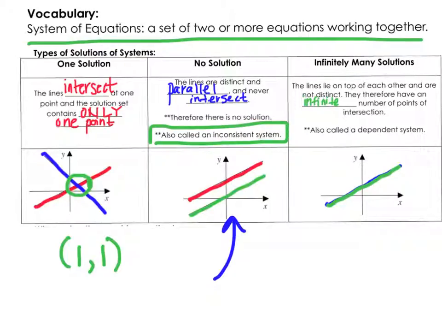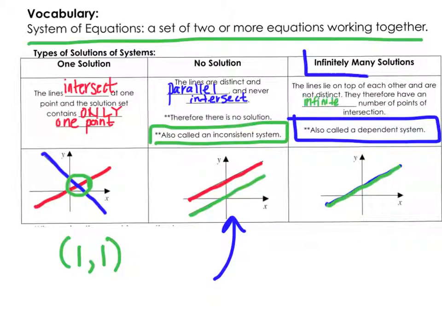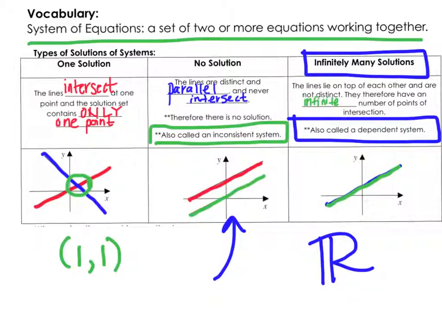Infinitely many solutions means the lines lie on top of each other and are not distinct. They therefore have an infinite number of points of intersection. This is also called a dependent system. We can either write our solution to this as infinitely many solutions, or all real numbers, which means the same thing.